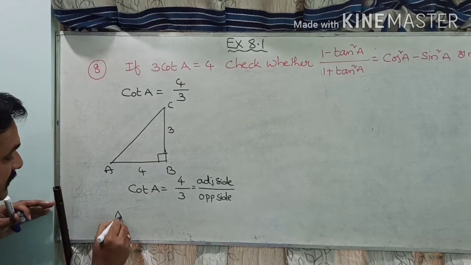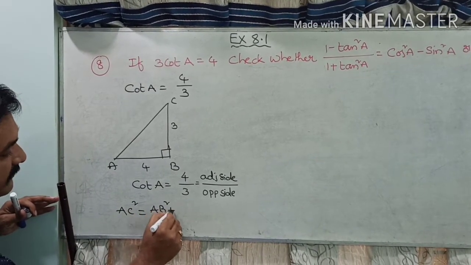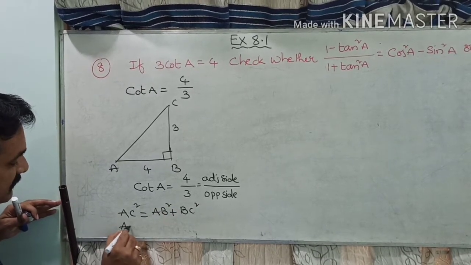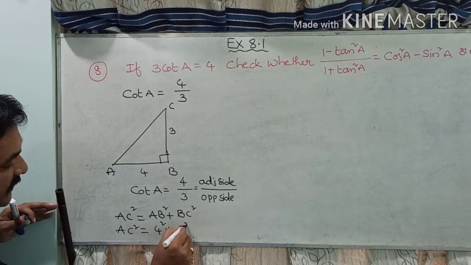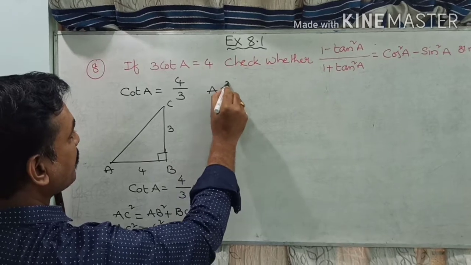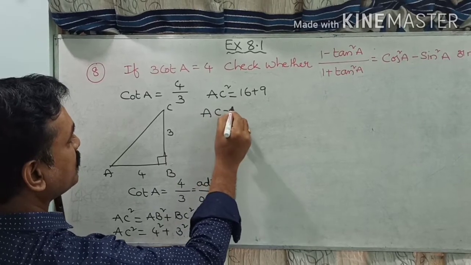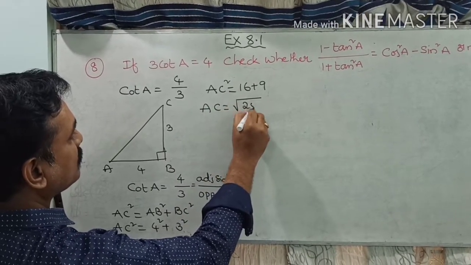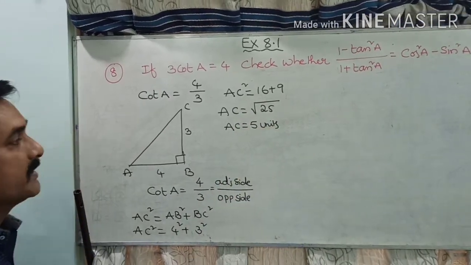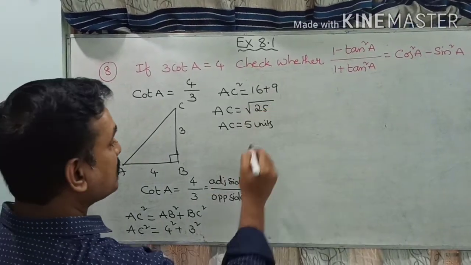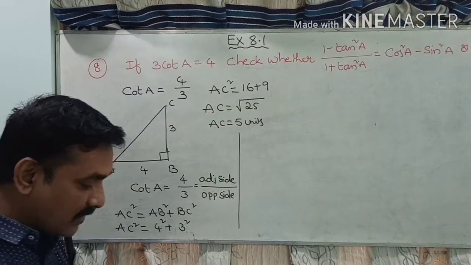So as per the right angle triangle concept, we can write AC square equals AB square plus BC square. So AC square equals 4 square plus 3 square. Then AC square equals 16 plus 9. Then AC equals square root of 25, so AC equals 5 units. Now from this, first we can find the value of tan A, the trigonometric ratio.